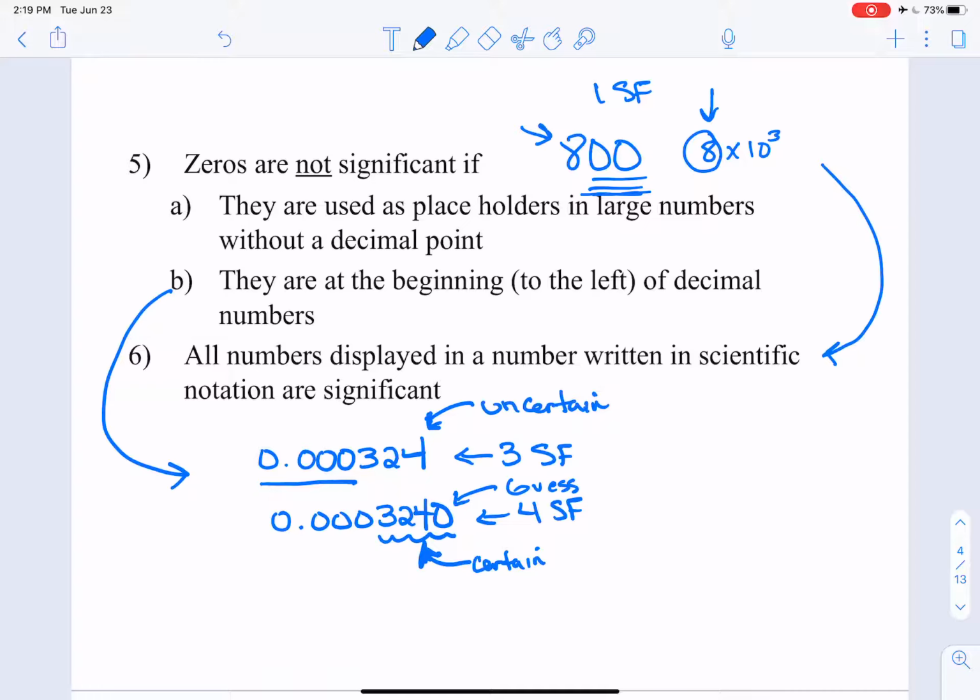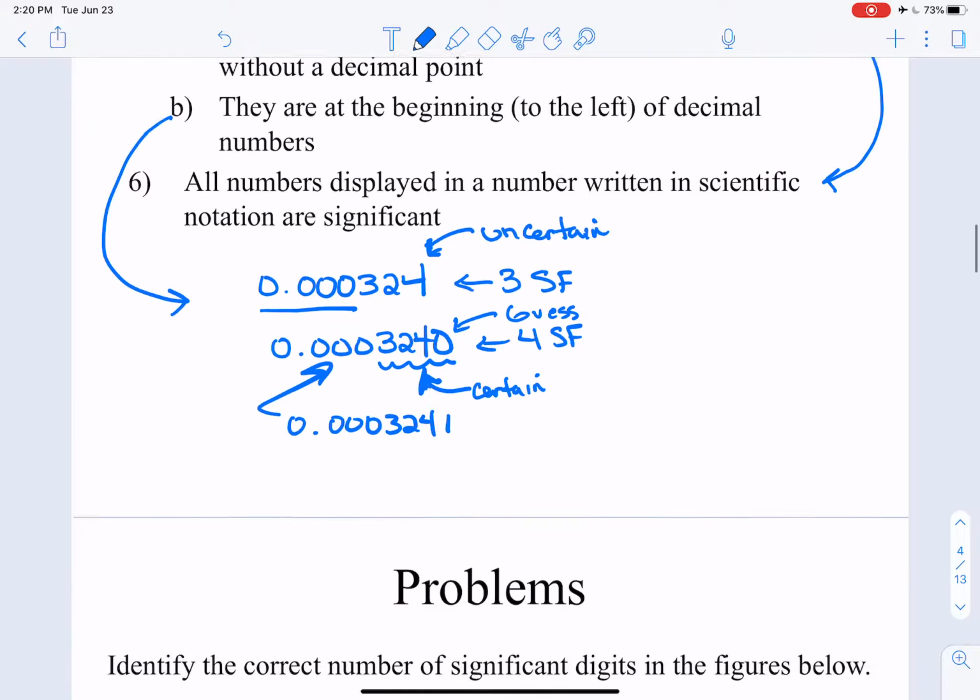So the person making that measurement is guessing there's a 0 on the end there instead of a 1 or a 2. But maybe your partner measures it and your partner measures that right there instead of that right there, and that's just fine. Okay? So that's how that's working. So when they're placeholders, they're not significant.